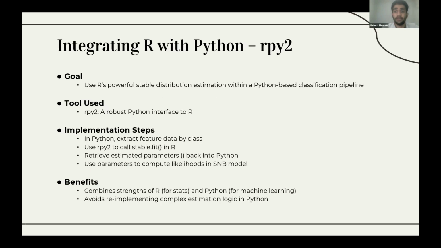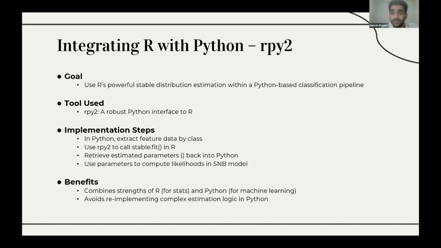To integrate this capability into our machine learning pipeline, we connected R with Python using the RPy2 library. This interface lets us directly call R functions from within our Python scripts, eliminating the need to rewrite or approximate complex estimation routines in Python.